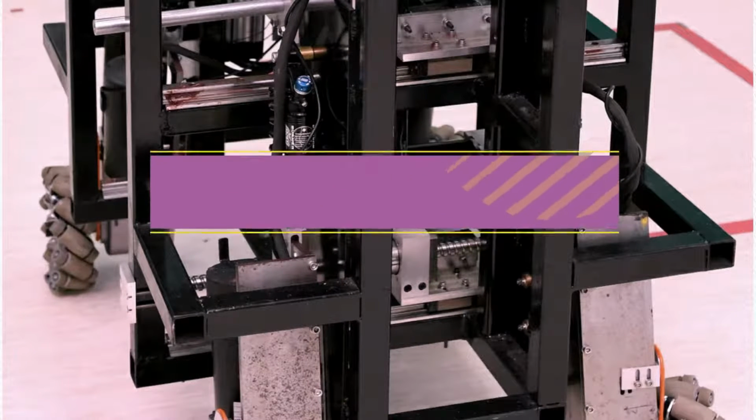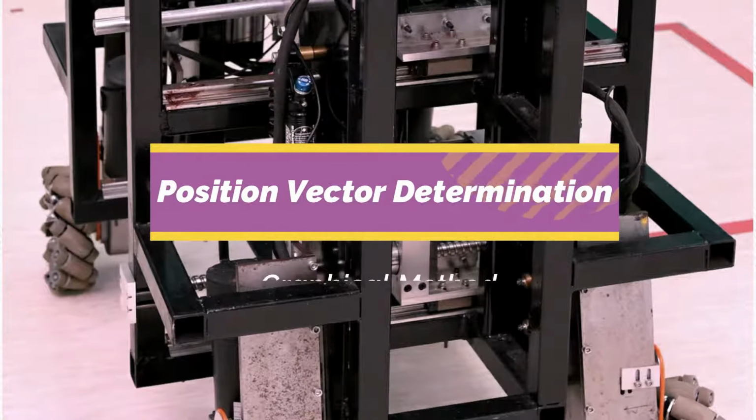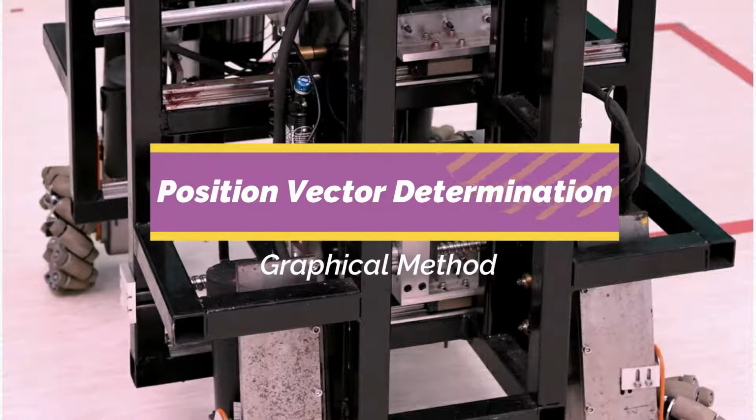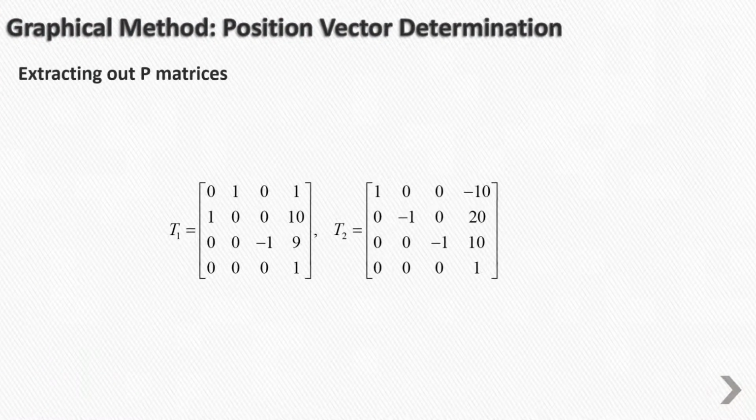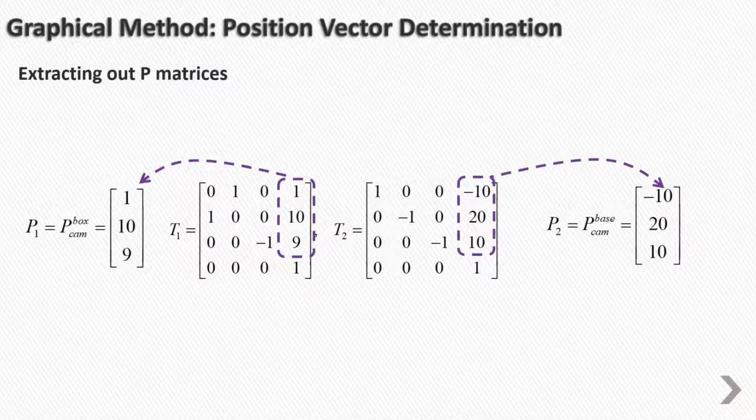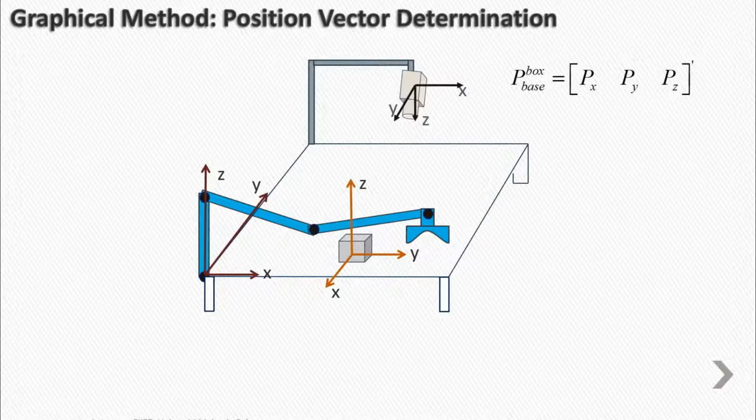Alright, so we go on to the next step, determining the position vectors of the matrix, because the HTM consists of two important matrices, the orientations and the position vectors. Alright, so for the position vectors, in this case we need to extract the position vectors as I mentioned previously for each cam to box matrix and the cam to base matrix. So we notify the position matrix for cam to box as P1 and cam to base as P2. Alright, so we go back to the figures.